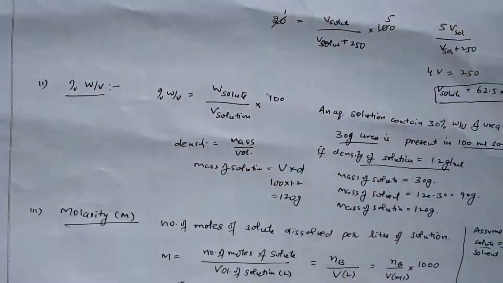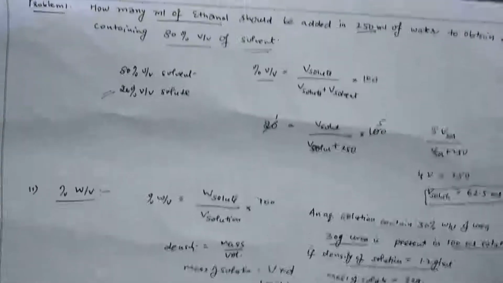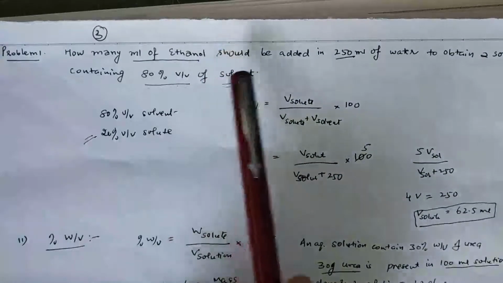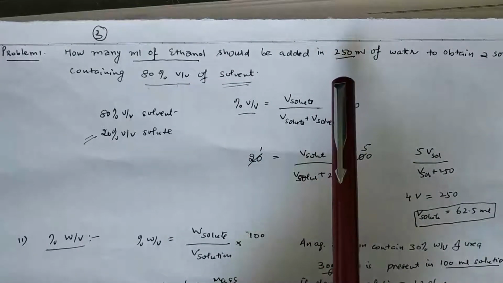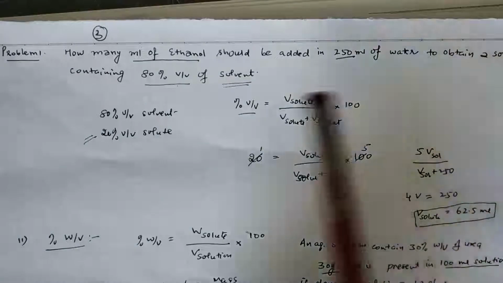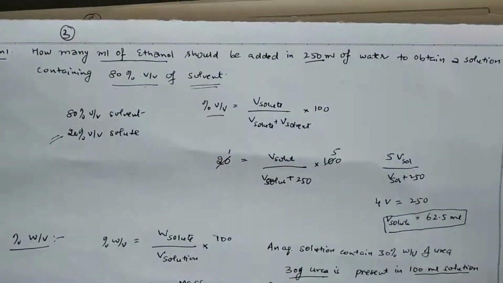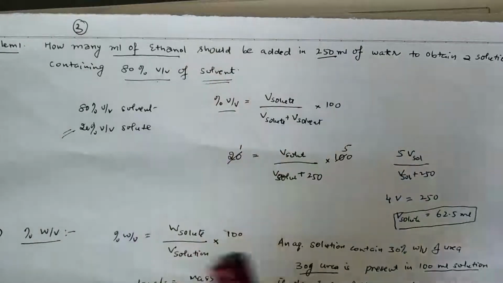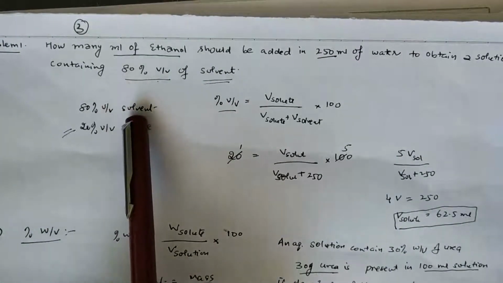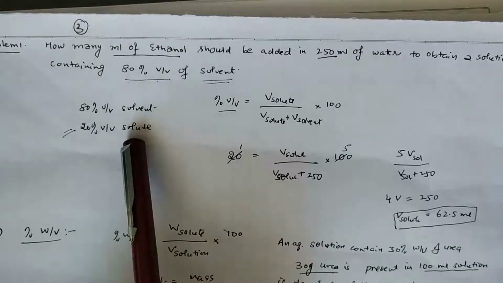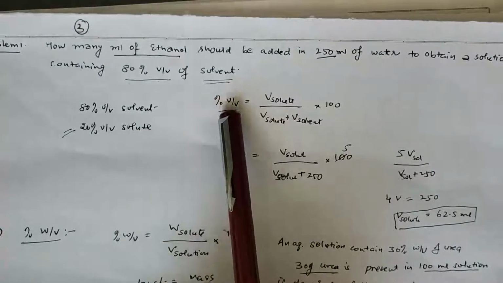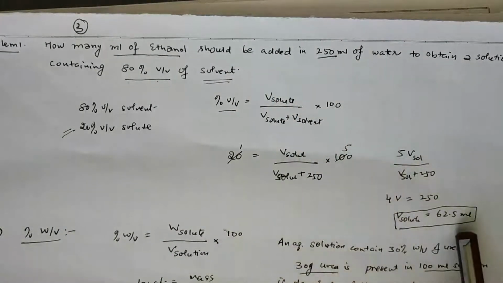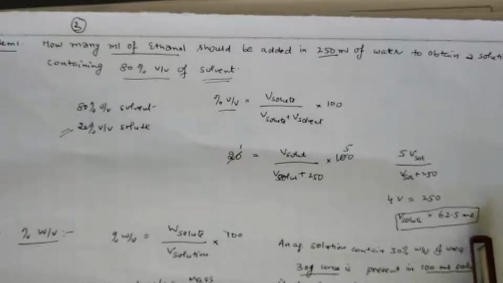Moving to the next, here is a problem. How many ml of ethanol should be added into 50 ml of water to obtain a solution containing 80% V by V of solvent? Now here V by V of solvent is given. So 80% V by V solvent means 20% V by V solute. Apply the same formula, percent V by V equals V solute upon V solution. In this way you can calculate it: 62.5 ml.